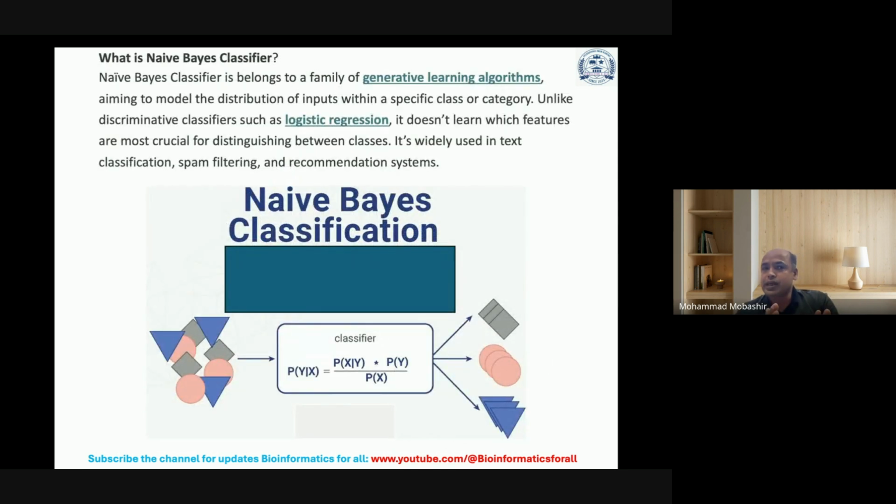Then first step, if you want to learn the basics of naive Bayes classifiers, it belongs to a family of generative learning algorithms aimed to model the distribution of inputs within a specific class or category. Unlike discriminative classifiers such as logistic regression, it does not learn which features are most crucial for distinguishing between the classes. It's widely used in text classification, spam filtering, and recommendation systems. And this is one of the finest ways to know the naive Bayes classes.